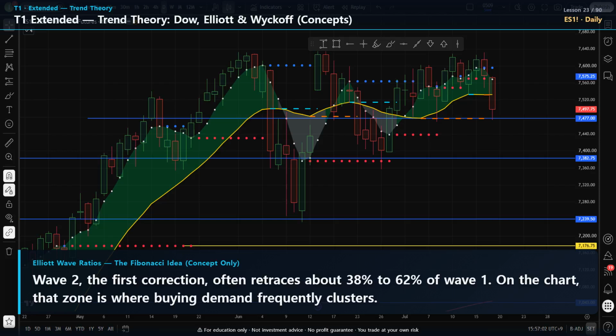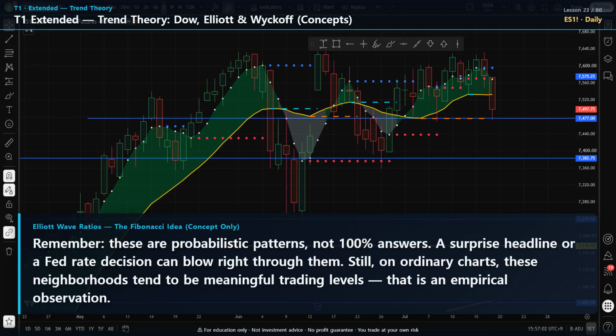Also, the post-correction retracement often covers about 38% to 62% of the wave. On the chart, that zone is where buying demand frequently clusters. Remember, these are probabilistic patterns, not 100% certainties. A surprise headline or a Fed rate decision can blow right through them. Still, on ordinary charts, these neighborhoods tend to be meaningful trading levels. That is an empirical observation.